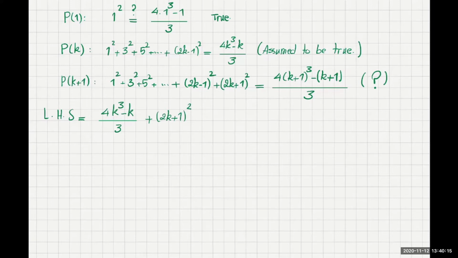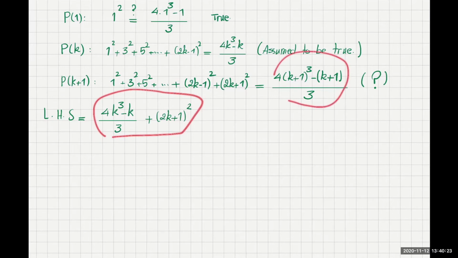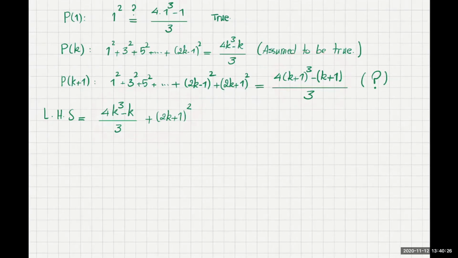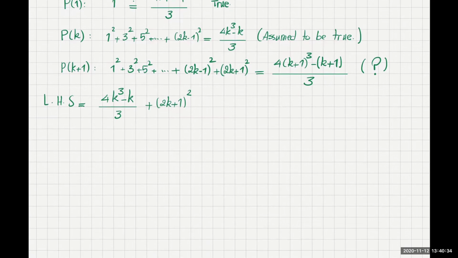Okay, the point is to simplify this, do some simple algebra, and try to show that this one is equal to this one, which is the right-hand side. So the first thing that motivates me is that when I look on the right-hand side, I see that I have only one fraction. So what I do is I take the common denominator here. So the common denominator clearly is 3. So I will write 3 here, and then I have 4k^3 minus k, and then I have plus 3 times (2k plus 1) to the power of 2.